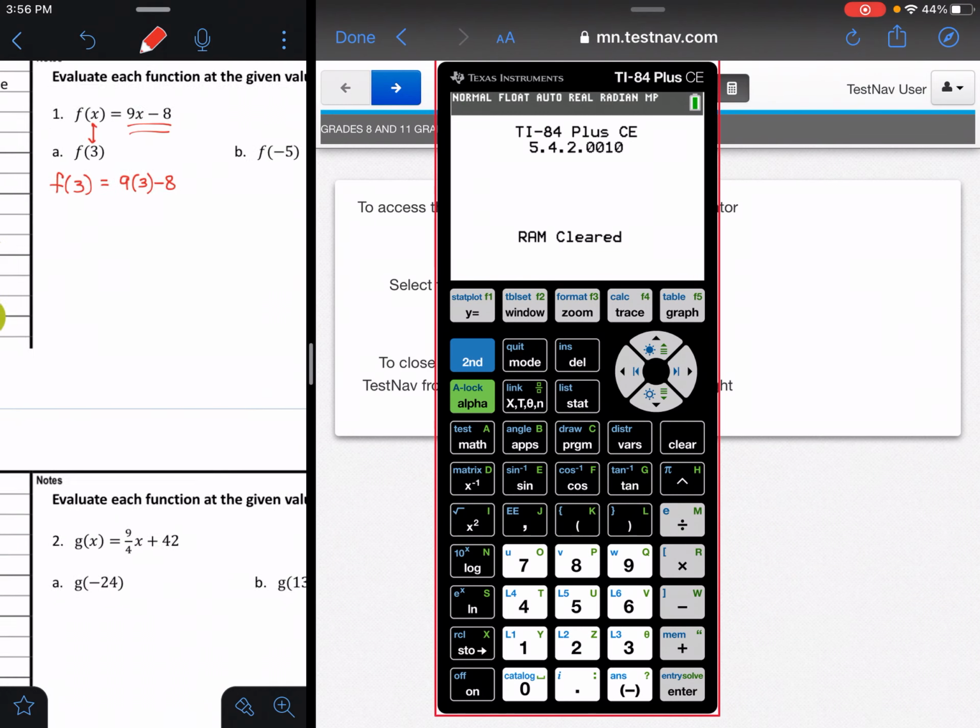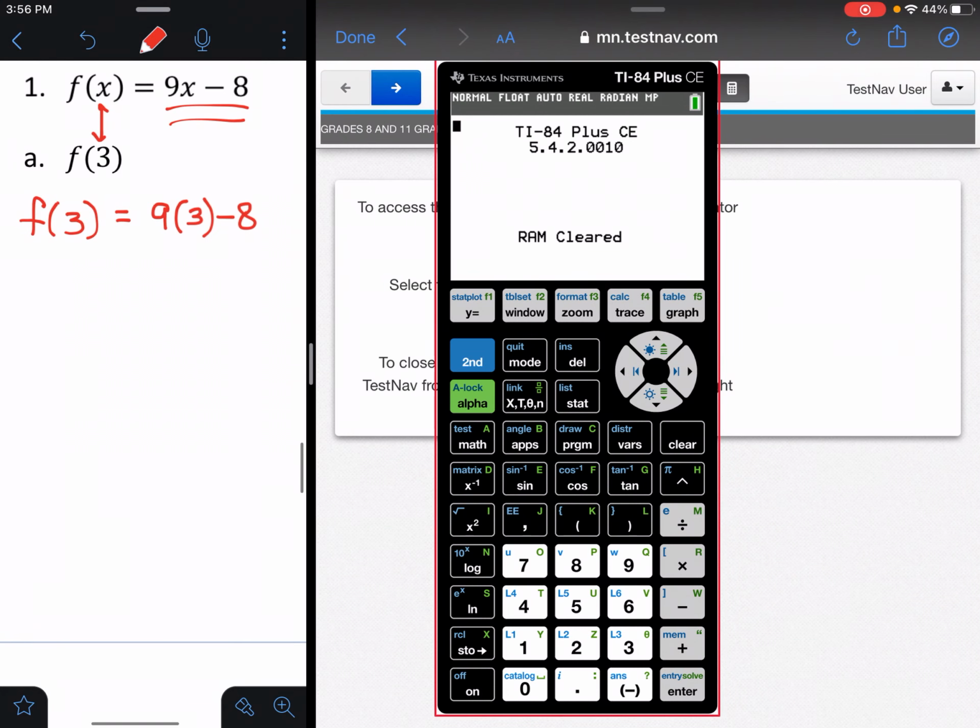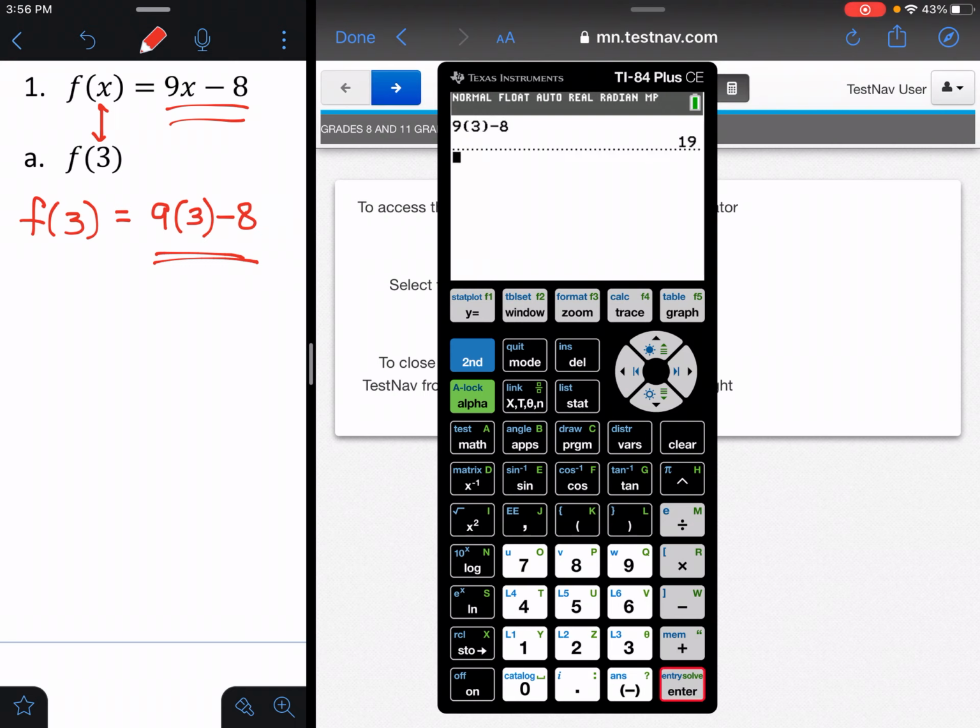Okay, so now I'm just going to type in this part right here, exactly the way I wrote it. That's the nice thing about this calculator, so I want you to use this calculator when you're doing your assignment. You're just going to go 9, parenthesis is up there, 3, close the parenthesis, like that, and then minus 8. And you just press enter, and so now I get 19.